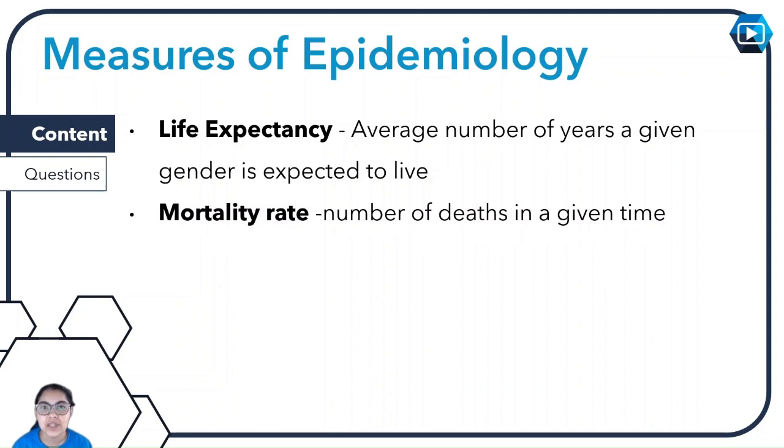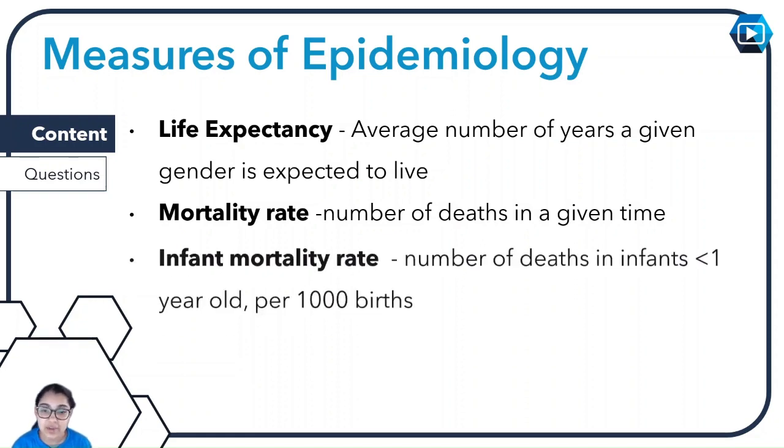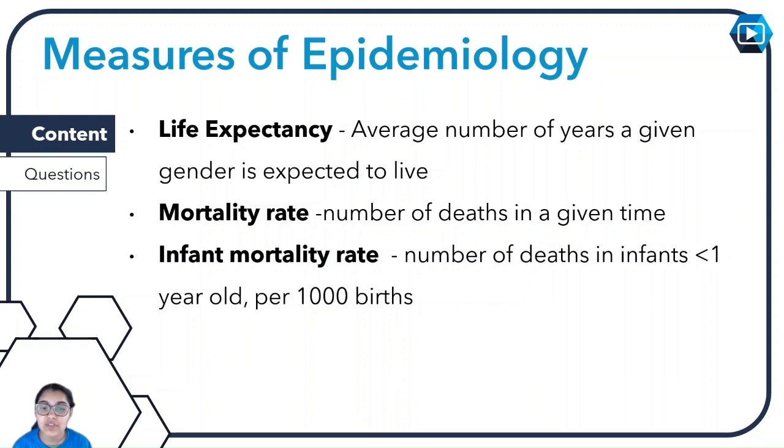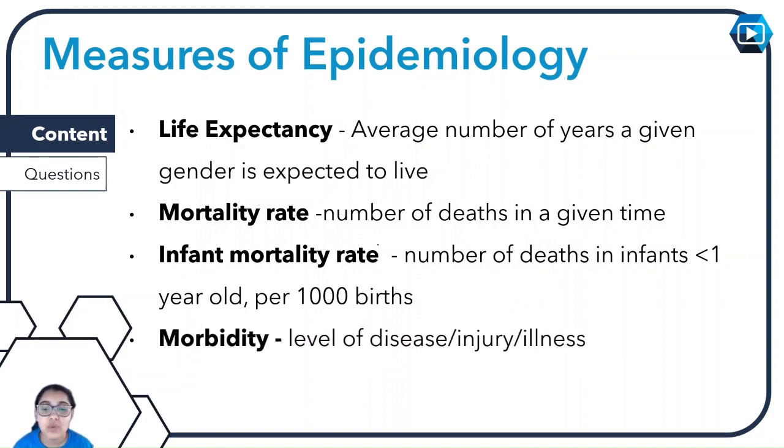The second measure of epidemiology is mortality rate. So that is the number of deaths in a given time. And then we've got infant mortality rate. Infant mortality rate refers to the number of deaths of infants under the age of 1, and it is expressed per 1,000 births. And finally, morbidity.